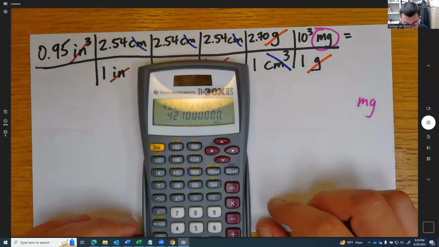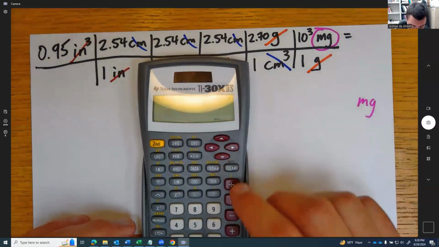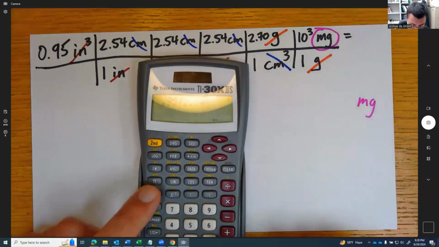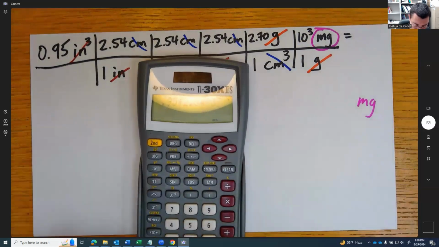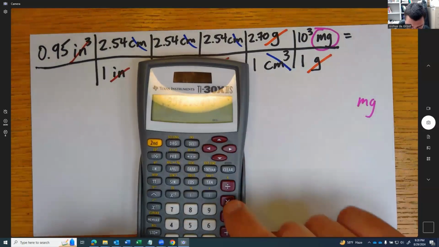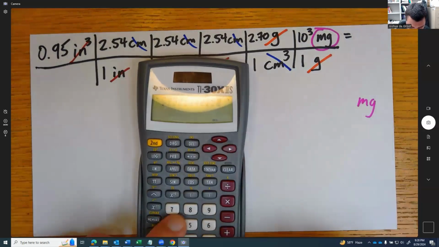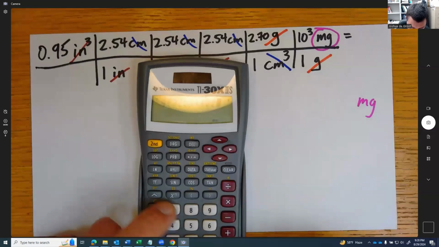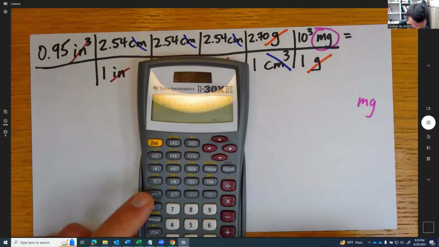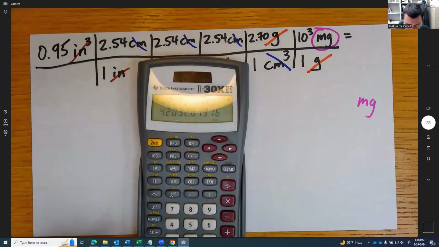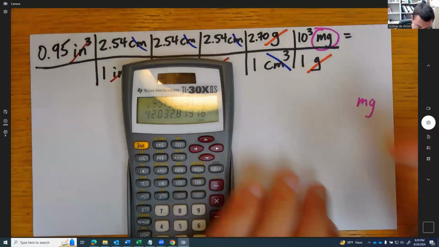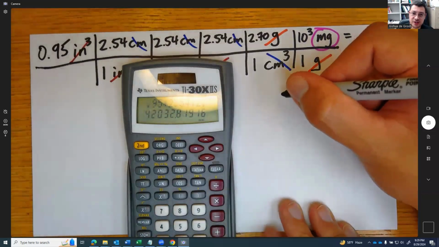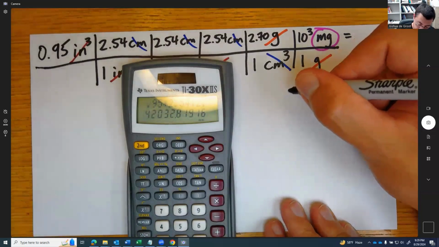Sure, I'm still on the screen. 0.95 times 2.54. Might as well do the cubed button like that. Or sure, write it 3 times. We don't care. Okay. And we get this number. Okay, I'm not going to talk about rounding rules, significant digits in this video. That's going to be a future video.